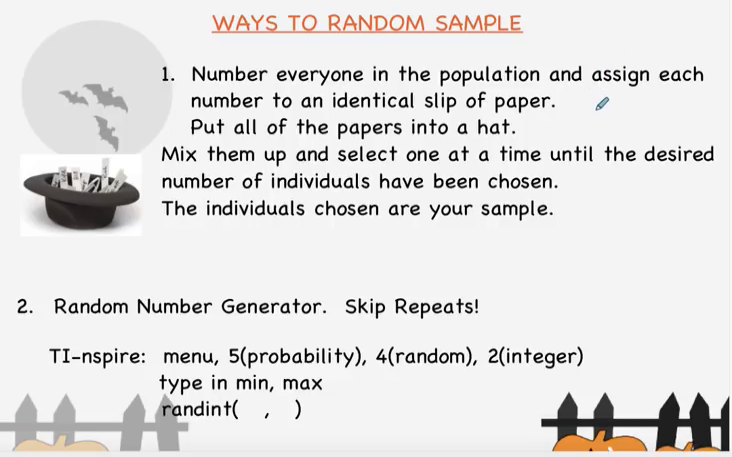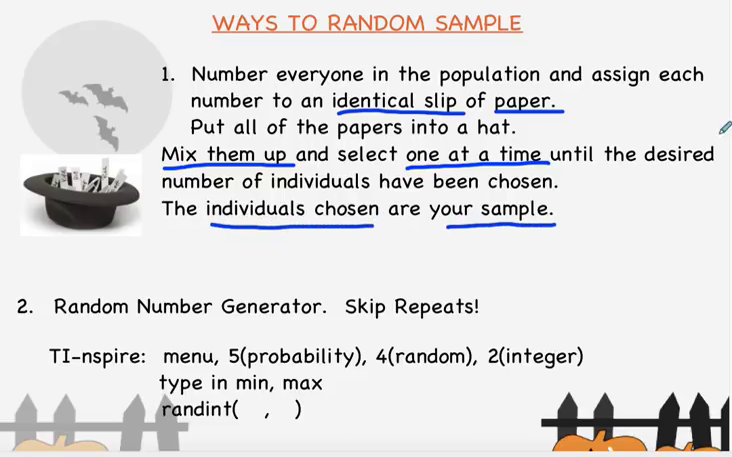Just be clear, include things that seem obvious. So make sure that you talk about identical paper. Make sure you talk about mixing them up, selecting them one at a time until the numbers have been chosen, and then make it clear that those individuals are your sample. These are things that people tend to leave out of their descriptions just because they're assuming that it's obvious, and it's not necessarily obvious to everyone. So just be careful in your descriptions.